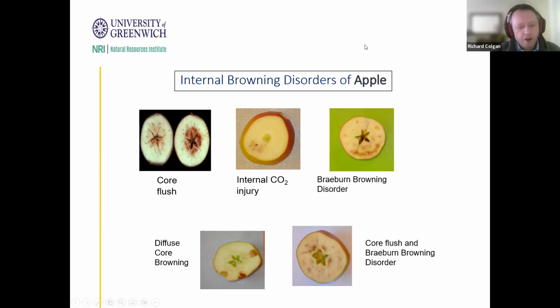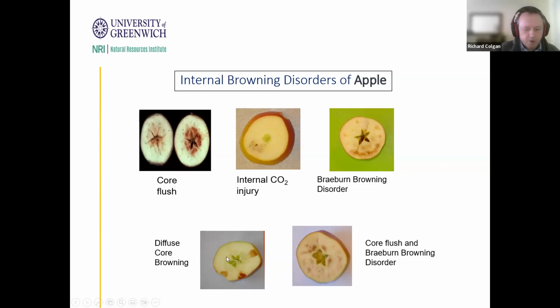So we have things like core flush, which is on the left-hand side. As the name says, it's generally in the core of the fruit and can be anything from a slight pinky color through to a dark brown. They have also issues around CO2 injury, where you tend to get browning, but also cavitation in the fruit, these holes that appear due to high CO2. In Braeburn, we have this other condition we call Braeburn browning disorder, which often sits in the outer cortex of the fruit.